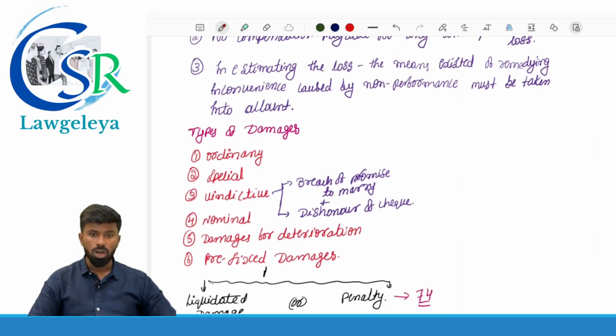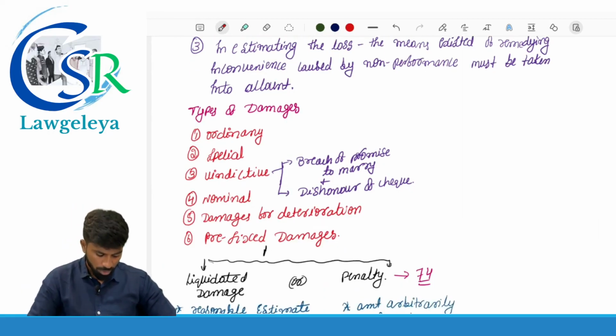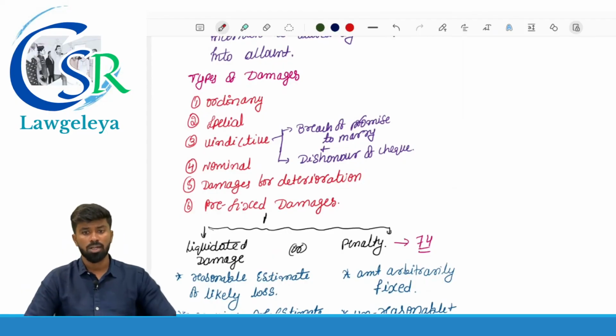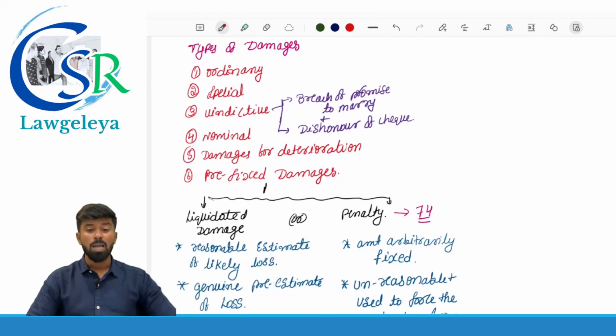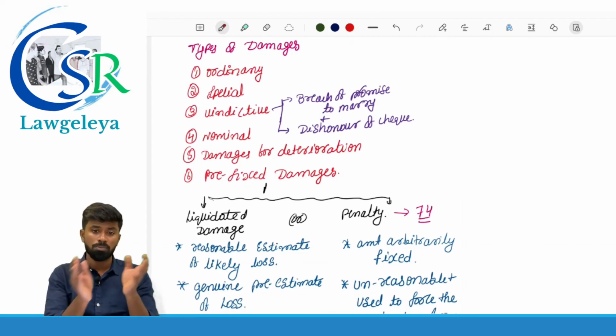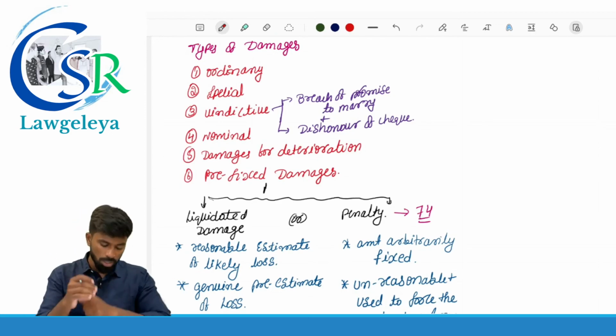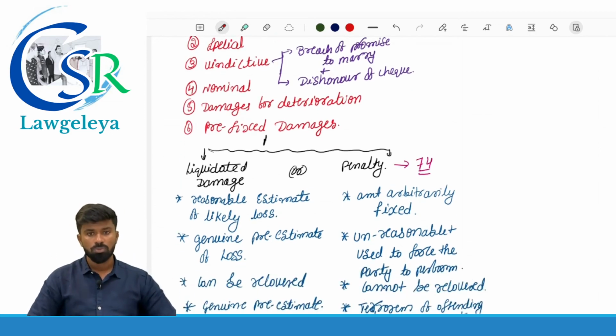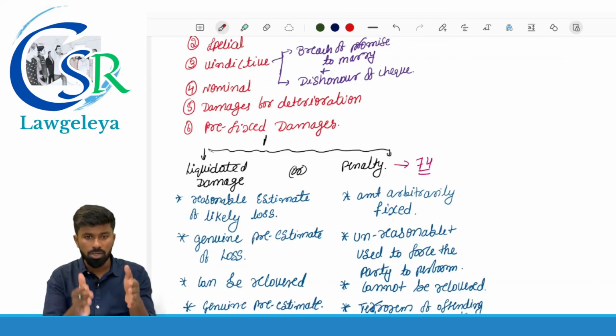Types of damages: ordinary damages, natural losses, special damages, which parties knew when the contract was made. Vindictive, as a punishment, available only in case of breach of promise to marry a girl or in case of dishonor of cheque. Next one, nominal damages, namesake damages, just to record the fact of breach of contract, cannot be recovered. Next one, damages for deterioration. Any reduction in the value of the goods due to the fault of buyer or seller should be compensated. Next one, prefixed damages, where the amount of compensation payable in case of breach of contract is agreed by the parties in the contract itself.